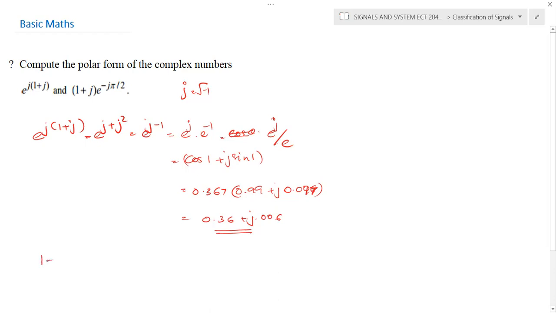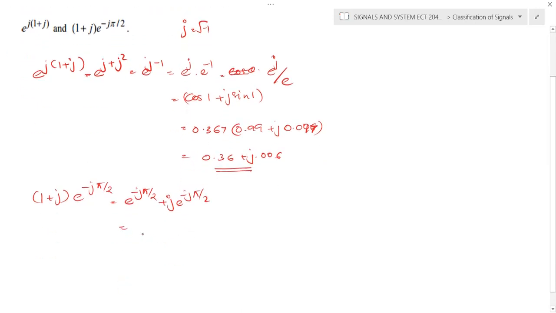Now we can try this next question, that is 1 plus j into e raised to minus j pi by 2. So it becomes e raised to minus j pi by 2 plus j e raised to minus j pi by 2. Okay. If you expand this by using Euler's formula, you can write cos pi by 2 minus j sine pi by 2. This is the first term, and the second term is j, cos pi by 2 minus j sine pi by 2.